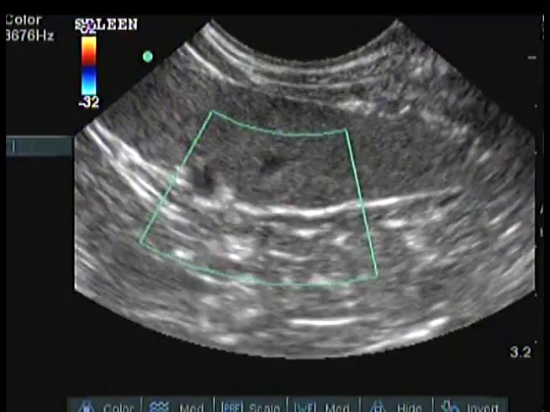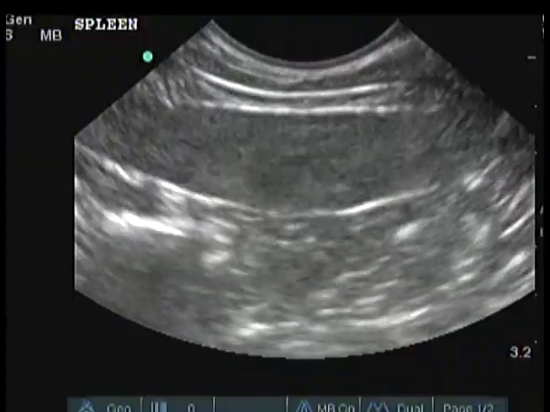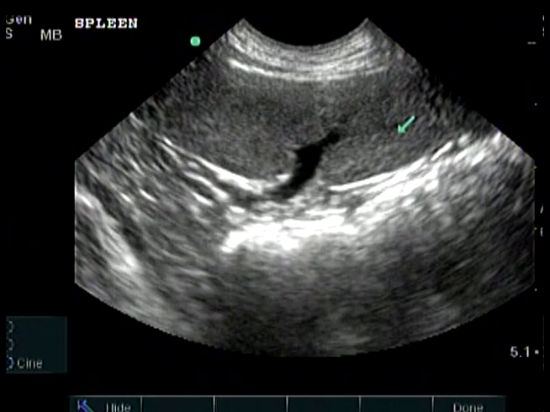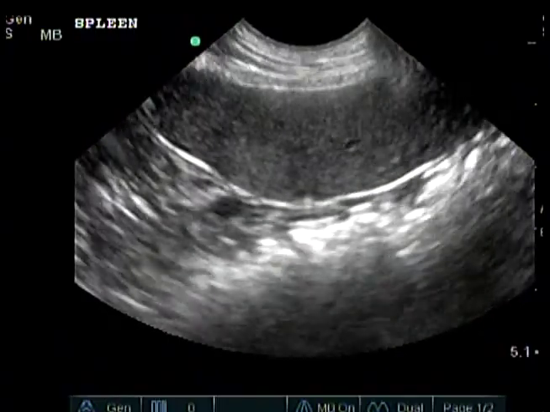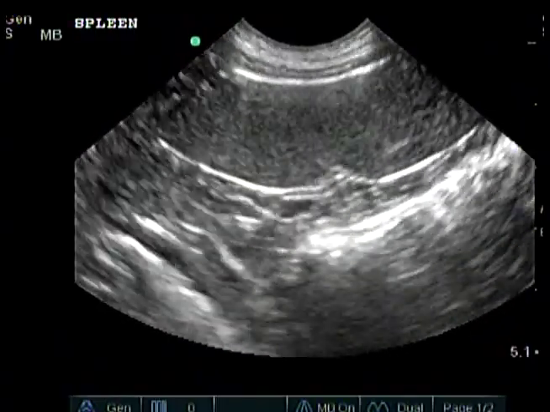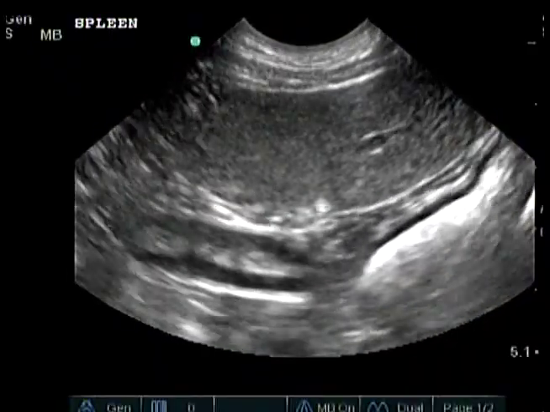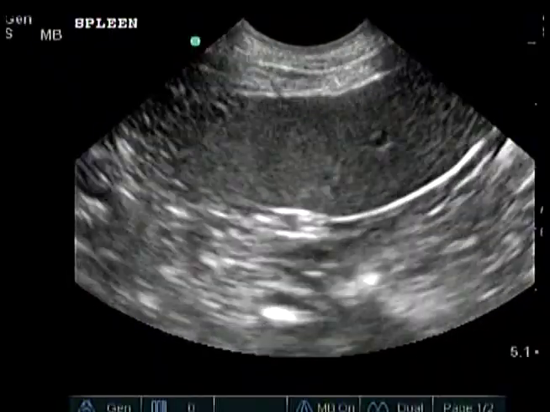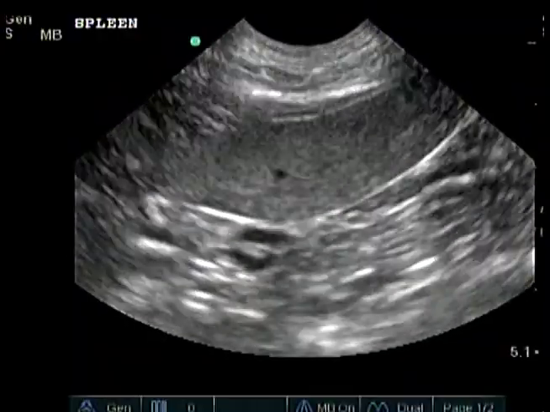In the liver, the hepatic blood vessels remain inside of the capsule. The head of the spleen can be found in the left cranial lateral abdomen. The body and tail of the spleen can be found almost anywhere in the abdomen. Surrounding omental and mesenteric fat is generally hypoechoic.